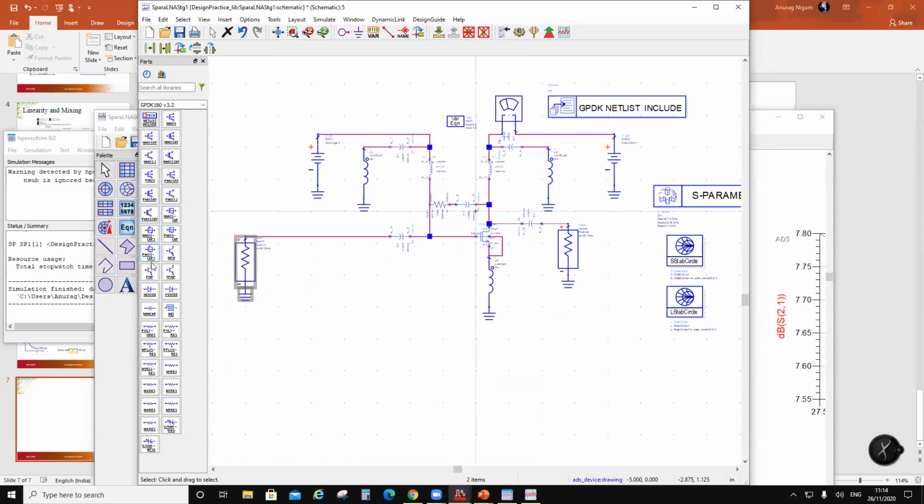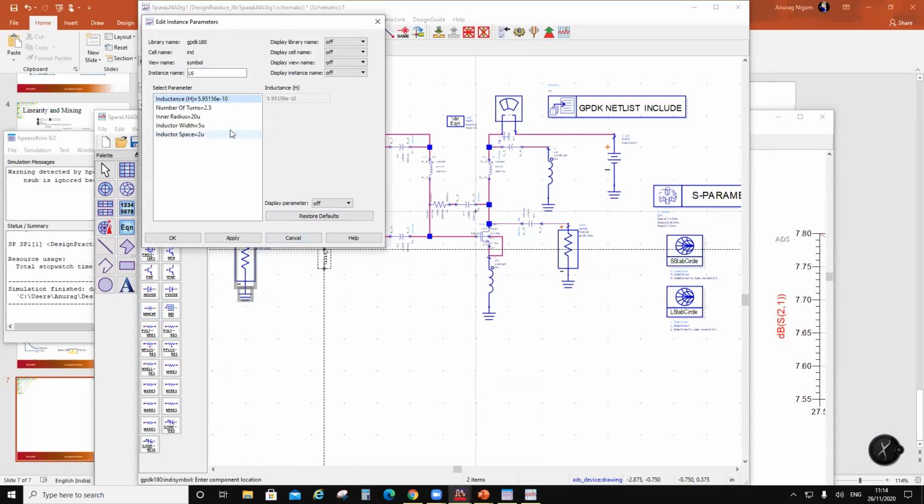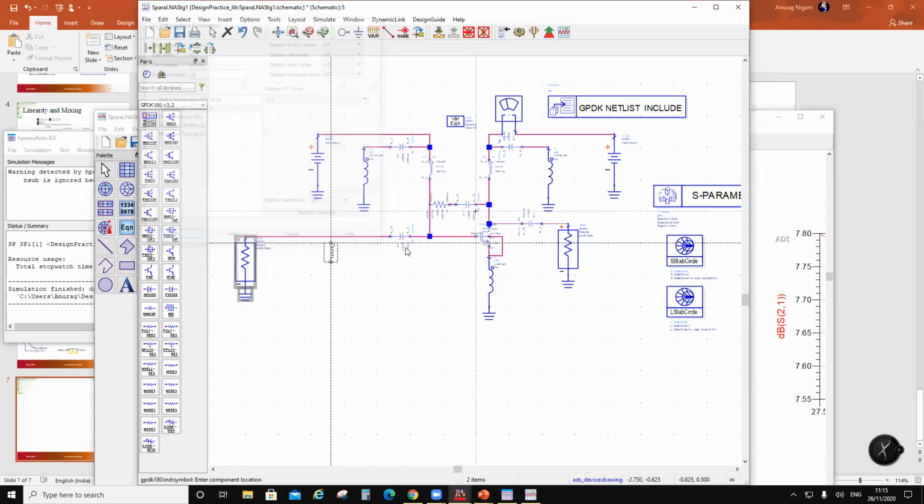So let's pick up an inductor. There it is. Let's see the smallest possible inductor. Well, if you have a shunt, you should start with the largest possible inductor, because that's not going to do anything to your match, right? So you should start with a very large inductor, so that it doesn't vary your match. At this frequency, 0.5 nanohenry is a large inductor.